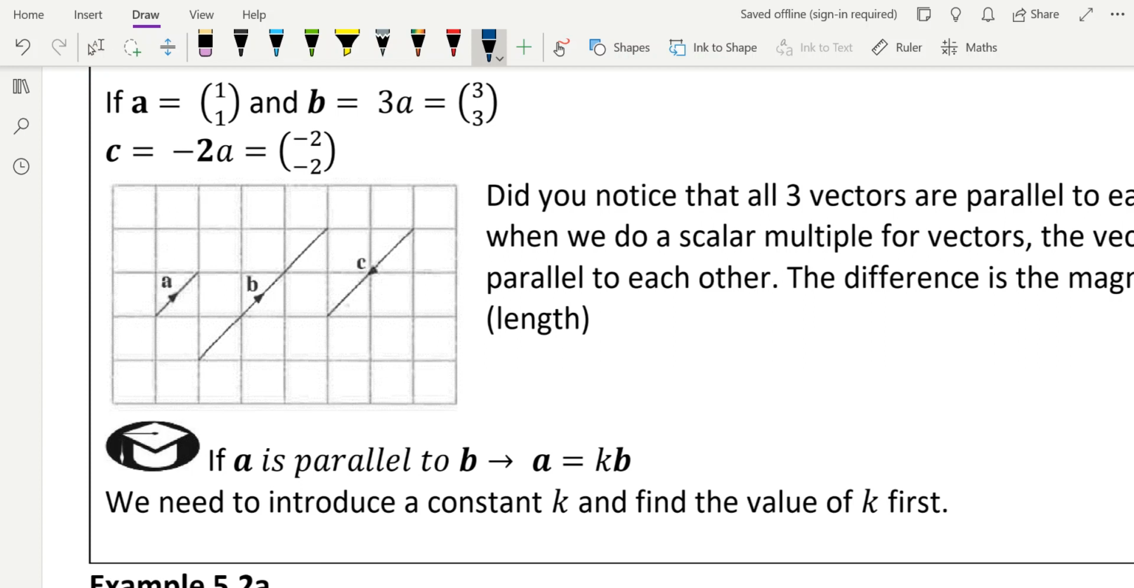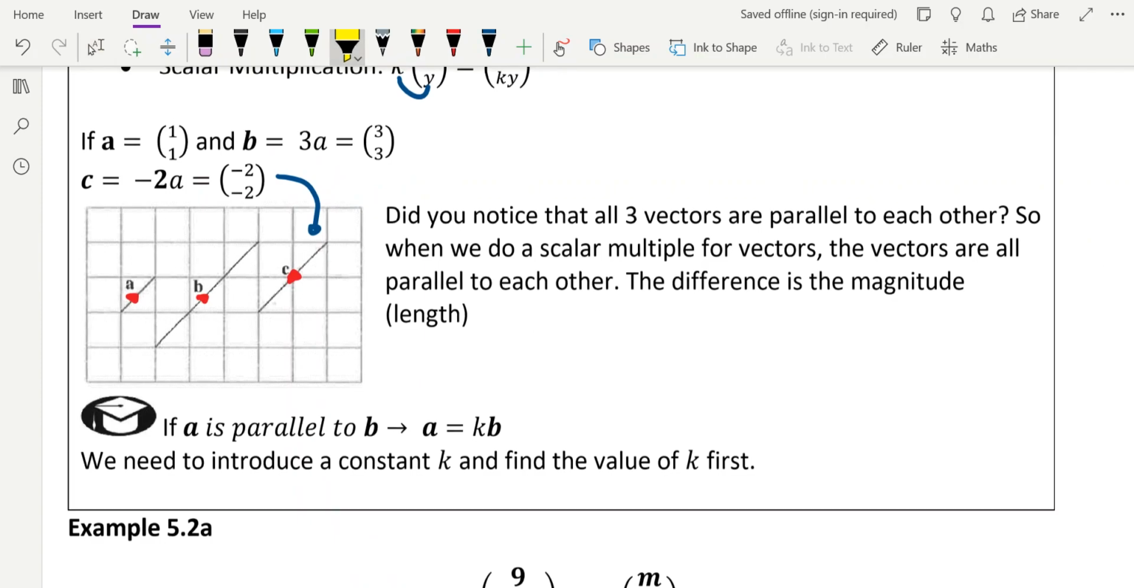But if I multiply by -2A, the length will multiply 2 times. But can you see that the arrow is in a different direction? So A and B have the same direction, because of a positive multiple. But C, because of a negative multiple, will go in the opposite direction. And do you realize that all 3 vectors are parallel? When you multiply by a scalar multiple, you can go the negative way, but their facing is still the same. What is different is their magnitude.